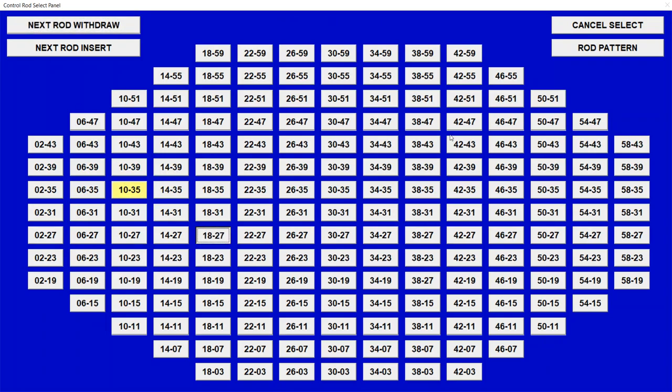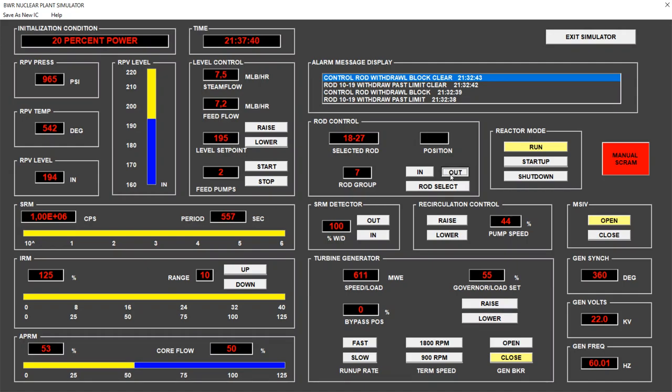Rod 18, 27. Now we'll need to increase the governor set, because probably we will surpass 55% after raising this rod. Okay, yes, so let's raise it before the bypass opens. The bypass opened, but it immediately closed because I was raising the governor set. And we can already raise it to 105. So we'll be ready for the next step to increase the core flow until we get 100% of thermal power and also 100% of core flow. The 105 is a safe margin, but we will be operating at 100%, no more than 100%.